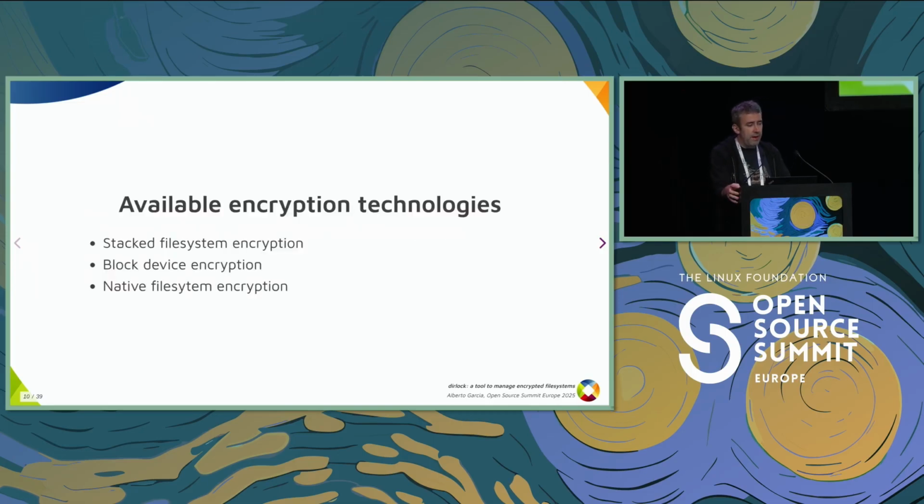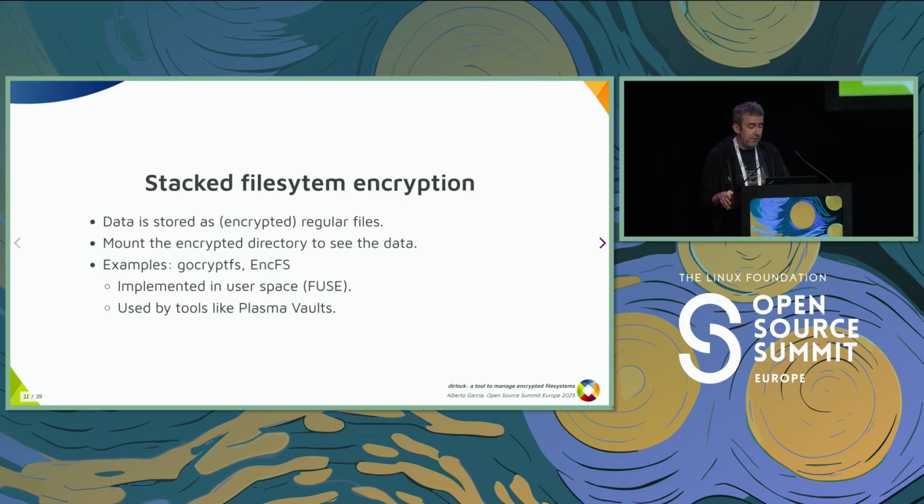With those goals in mind, there's basically 3 big categories of encryption technologies. The first one, I mentioned it already, is stacked file system encryption. That's basically, the way it works is that your files are stored as regular files on the hard drive that you can open with any program. But the contents are encrypted, and the names of those files are also encrypted. So you don't know the names of the files, and you don't know what's inside. And in order to have access to them, you mount that directory onto an empty directory, and then you can see the data and have access to it.